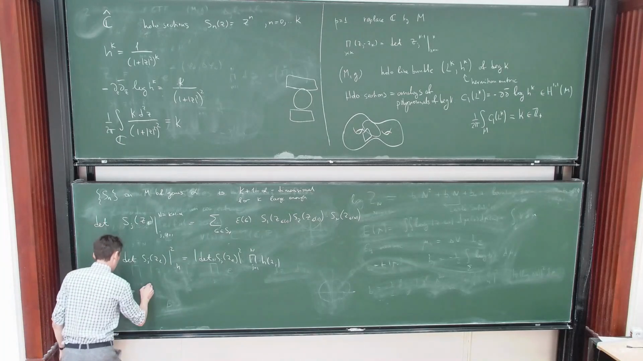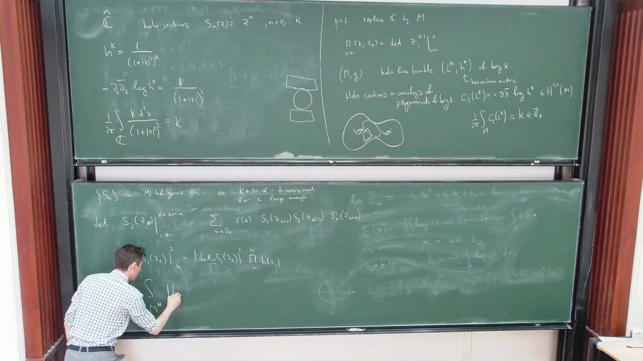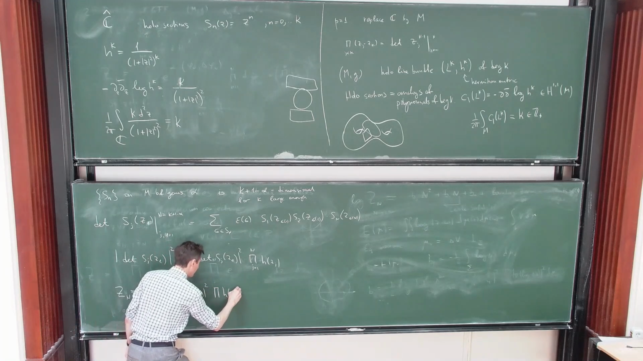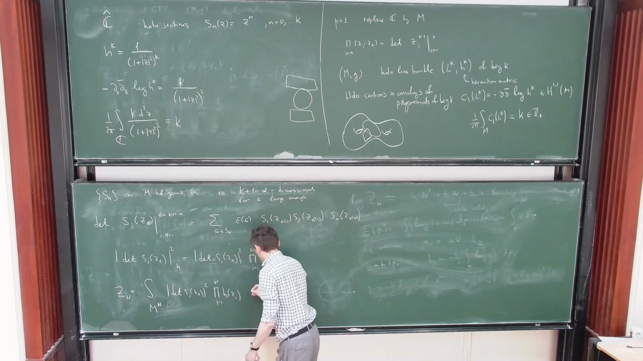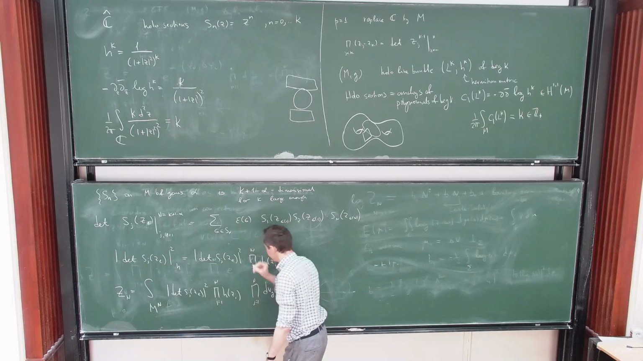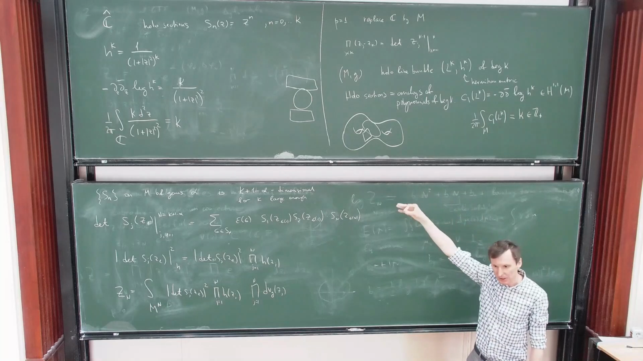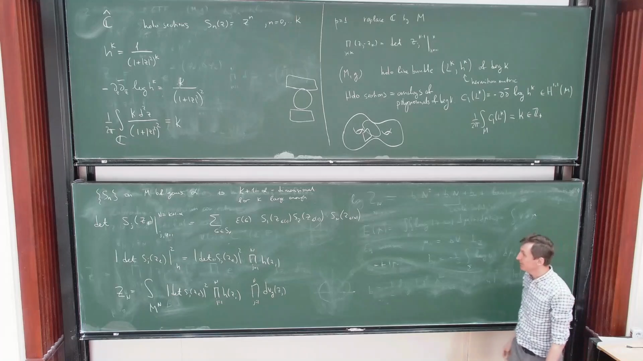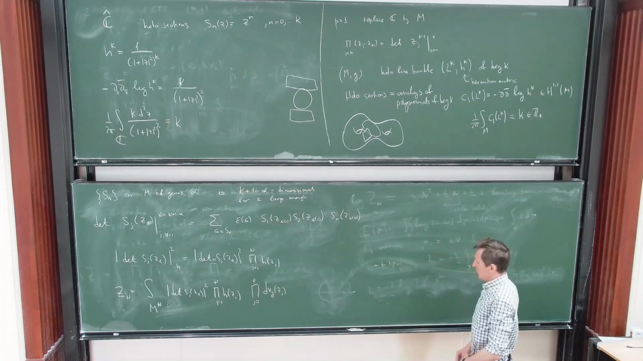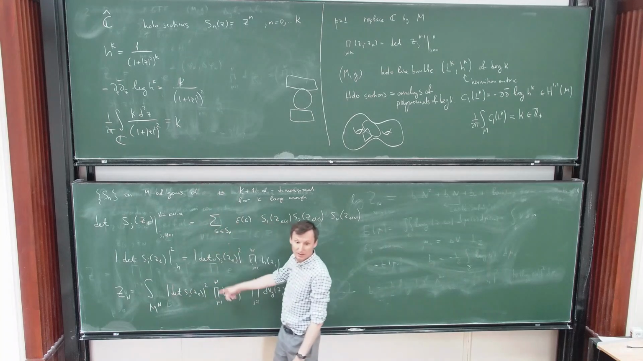So V_n is the integral over M^n, and I take volume forms for each. And this is the analog of my Coulomb gas partition function for beta equal to 1, for a Riemann surface. Is it obvious it's finite? It's obvious that it's finite for any n. This is holomorphic, and this grows sufficiently fast at infinity that this converges for finite n.